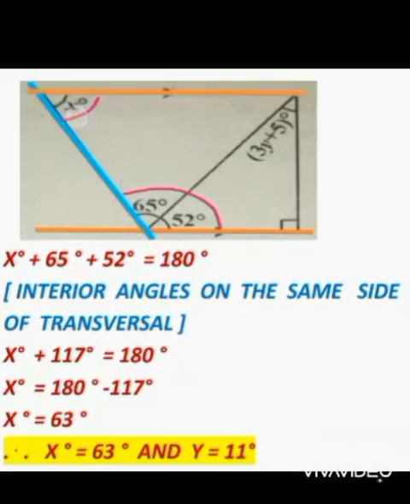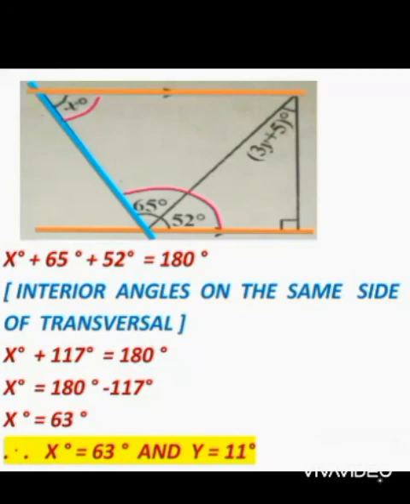x degrees plus 65 degrees plus 52 degrees will be equal to 180 degrees. What is the reason there, children? Interior angles on the same side of the transversal is equal to 180 degrees. Okay. Now x degrees plus 65 plus 52 degrees is equal to 180 degrees. Now 65 plus 52 is how much, children? 117 degrees. So x plus 117 degrees is equal to 180 degrees.